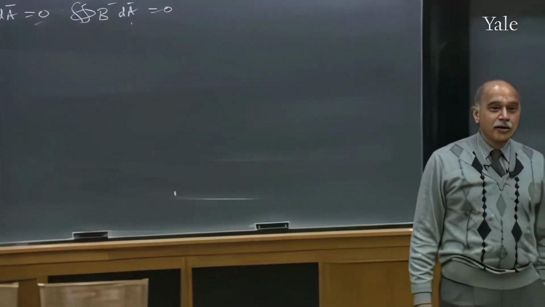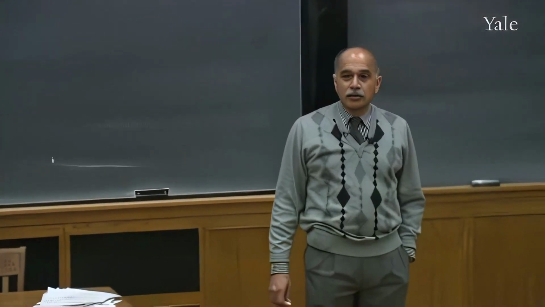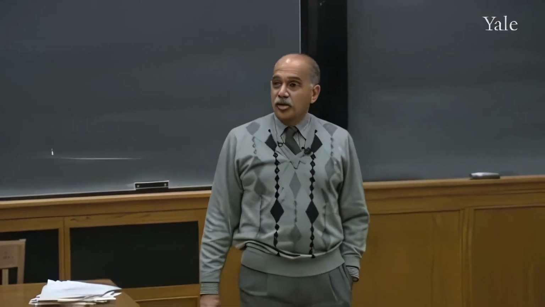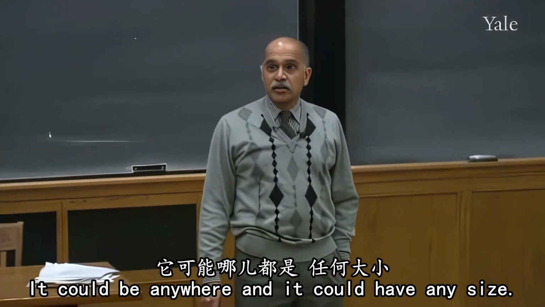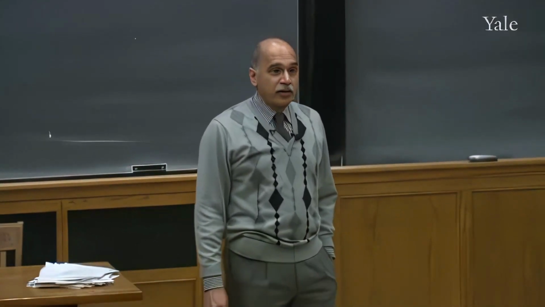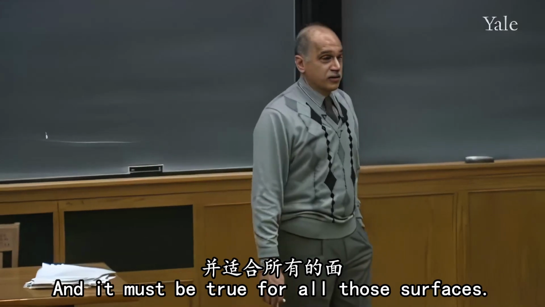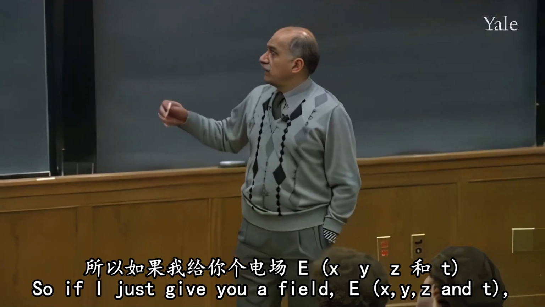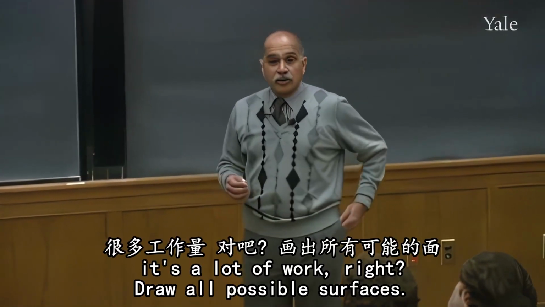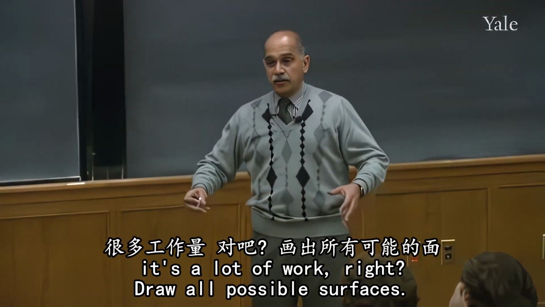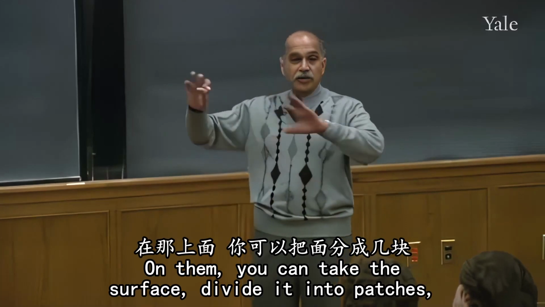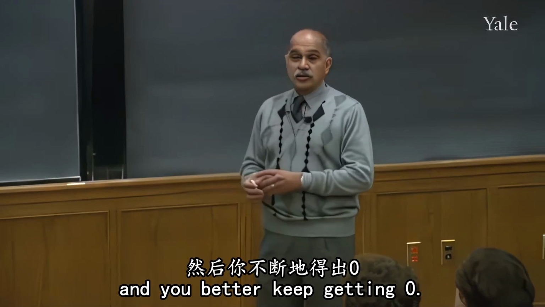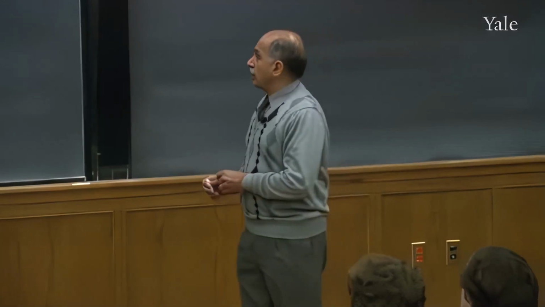I didn't hear that. It could be anywhere, and it could have any size, it could have any shape. And it must be true for all those surfaces. So if I just give you a field, E of x, y, z, and t, it's a lot of work, right? Draw all possible surfaces. On them, you can take the surface, divide it into patches, do the surface integral patch by patch, and you better keep getting 0. Then you're done with that.